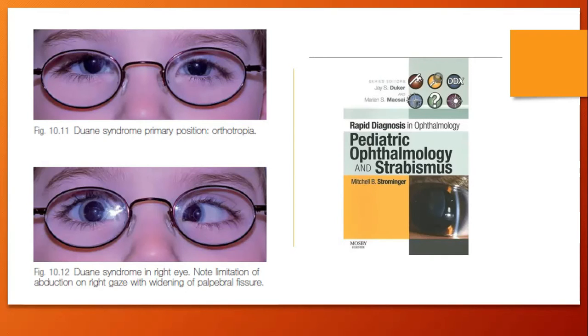Okay. So here, this is an example when you have only 2 photos. And this is strange, because if we are going to give you a printed photo for Duane, we should give you 3 photos: primary, dextroversion, and levoversion. But this book gave us 2 pictures, and interestingly, the hallmark is not there. So please answer.